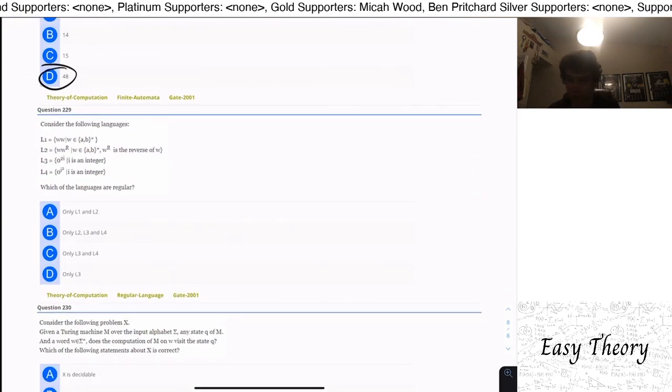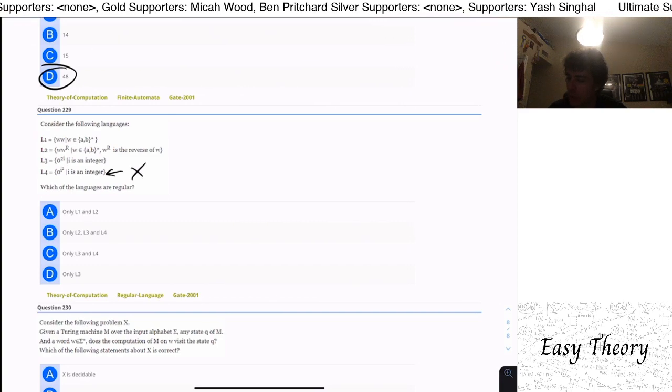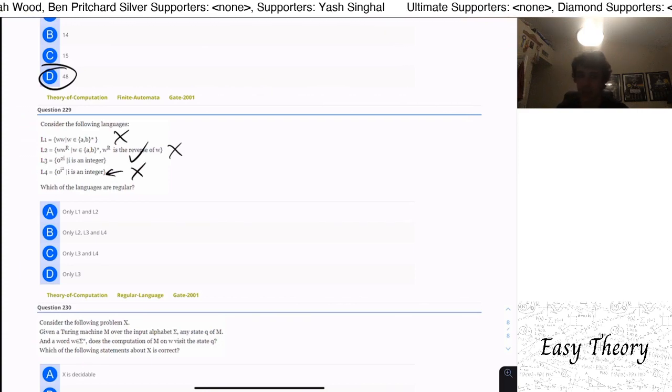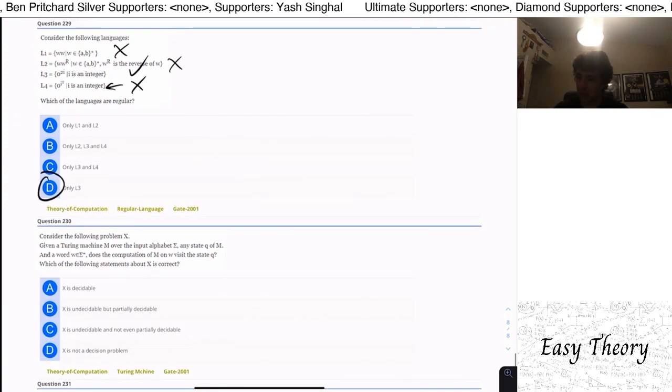Consider the following languages. Which of these is regular? The I squared one, that's perfect squares, that's not regular, so it's not that one. 2I times I, that's just even length string, so that's okay. WW reverse, that's not regular. WW, that's not. So it should only be L3, and it is. So D.